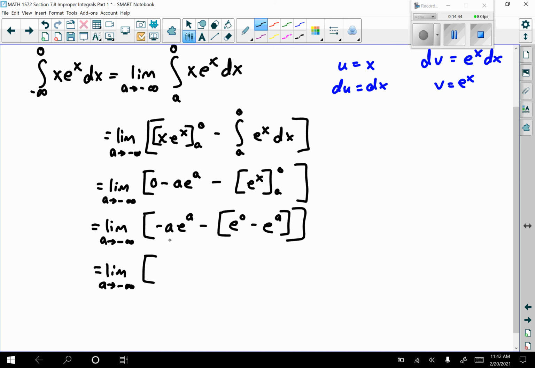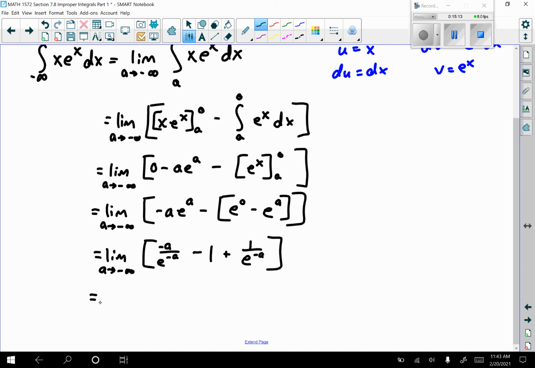Now to help us out here, I'm actually going to write this as negative a over e to the negative a, because I have a negative infinity here, it's going to be a lot easier to reason through this. Then e to the 0 is just 1, and then I'll end up getting a plus, and I'm going to write this as 1 over e to the negative a. So it would be plus e to the a, but then I'm going to write this as 1 over e to the negative a.